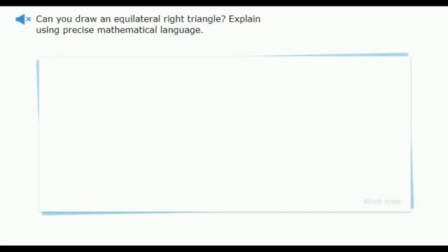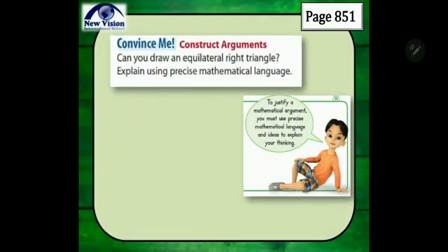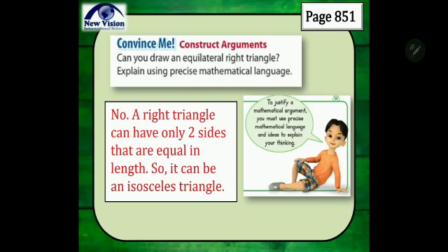Can you draw an equilateral right triangle? Explain using precise mathematical language. Now let us answer convince me. No. A right triangle can have only two sides that are equal in length, so it can be an isosceles triangle.